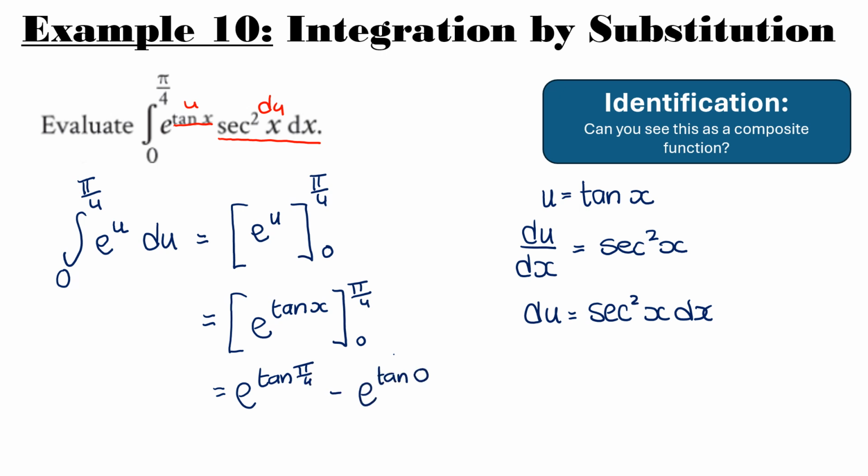If you've skipped any of the video, I did go through why we have to use radians in our integration and in calculus in general. So it's really important that we remember that they are in radians. I prefer, if possible, to use page 13. So the tan of pi over 4 is going to be 1. The tan of 0 is going to be 0. So we end up with e to the power of 1 minus e to the power of 0, which is e minus 1. And that is our answer.